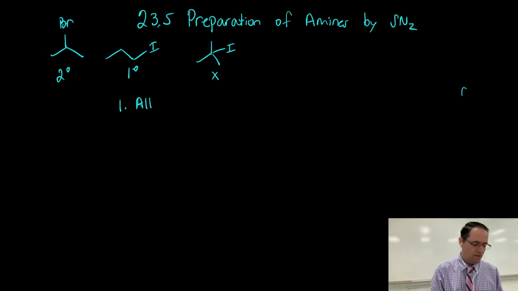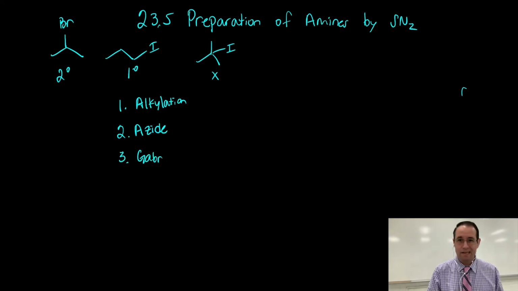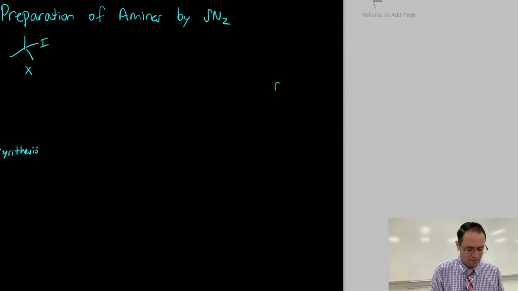We're going to discuss three things in this video. We're going to talk about alkylation of amines, we're going to talk about the azide synthesis, and we're going to talk about the Gabriel amine synthesis. Okay. First, let's talk about the alkylation of amines.